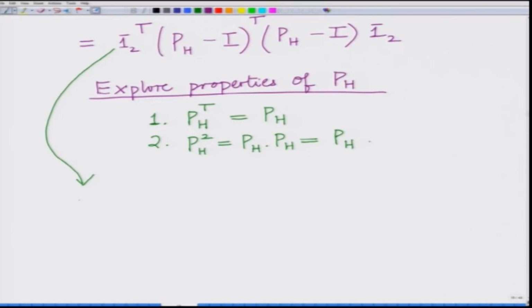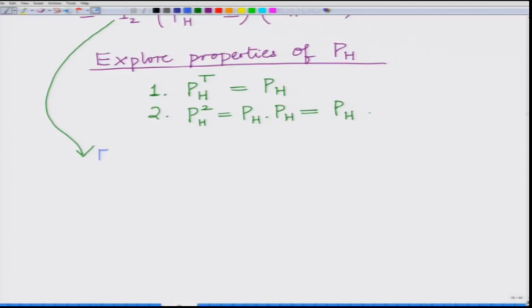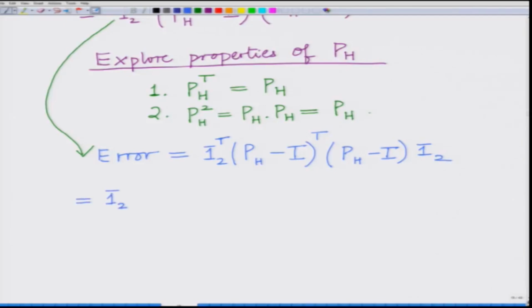So, employing these properties, we already derived our error is equal to 1 bar 2 transpose into PH minus I transpose into PH minus I into 1 bar 2, which is equal to 1 bar 2 transpose into PH transpose minus I transpose into PH minus I into 1 bar 2.